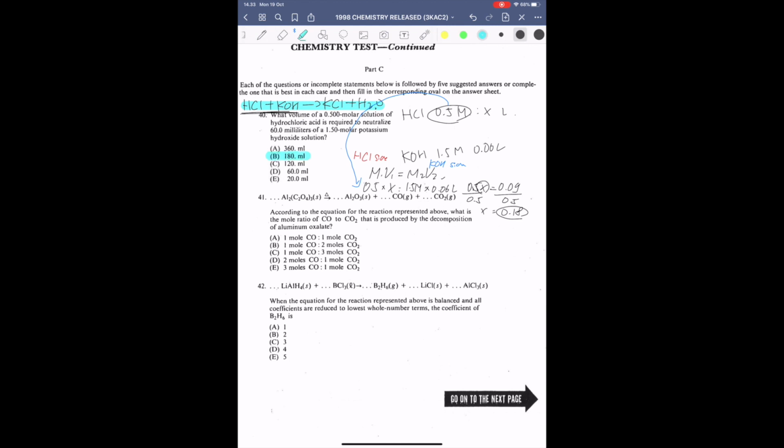According to the equation for the reaction represented above, what is the mole ratio of CO to CO2 that is produced by the decomposition reaction of aluminum oxalate? Now, in this question, we need to first balance the chemical equation, right? So basically, let's try to balance it first. There's already 2 aluminum here, so let's try putting 1 here. It might not work, but let's try first.